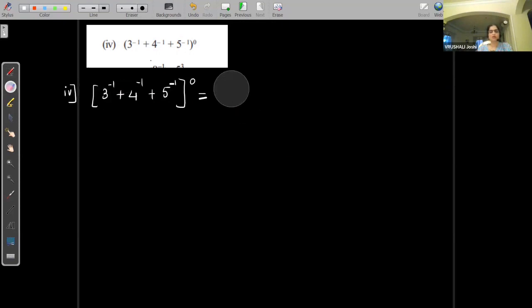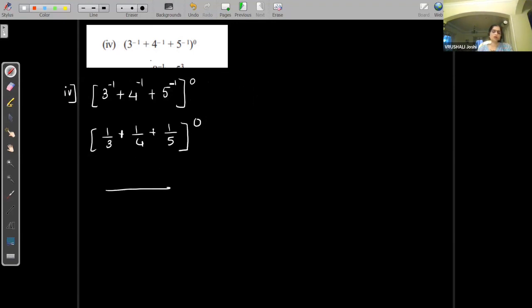If you want to, you can solve it, but it makes no sense. 1 by 3 plus 1 by 4 plus 1 by 5, this whole raised to 0. There is no need to solve it. The LCM is 60, so 5 fours are 20, 3 fives are 15, 12, is the answer here.